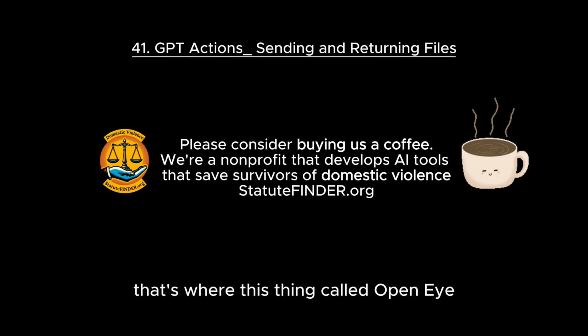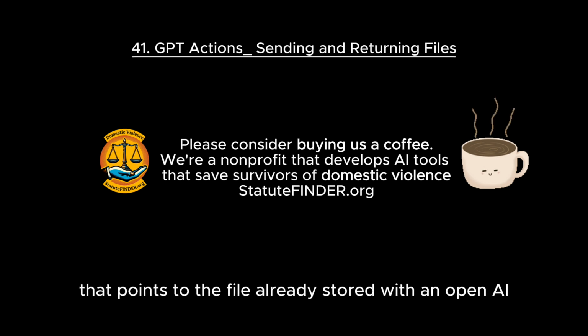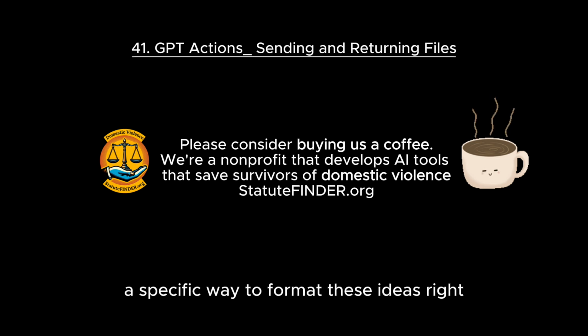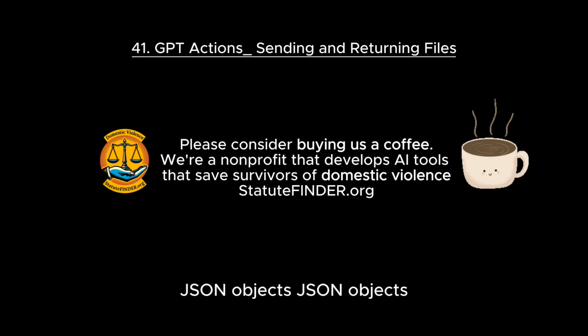That's where this thing called openaiFileIdRefs comes into play. Okay. Think of it as a pointer system. Right. You don't send the entire file. You send a reference ID that points to the file already stored within OpenAI. So it's like I'm giving it the address, not the whole package. Exactly. I got it. But I'm guessing there's, like, a specific way to format these IDs, right? You bet. The documentation specifies a format using an array of JSON objects.